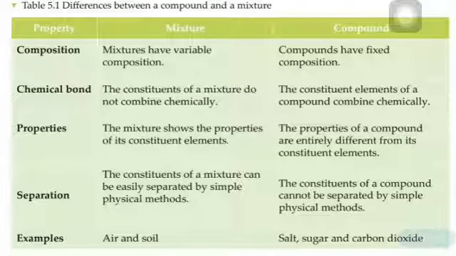Separation: the constituents of a mixture can be easily separated by simple physical methods. The constituents of a compound cannot be separated by simple physical methods. For examples, mixtures: air and soil; compounds: salt, sugar, and carbon dioxide.